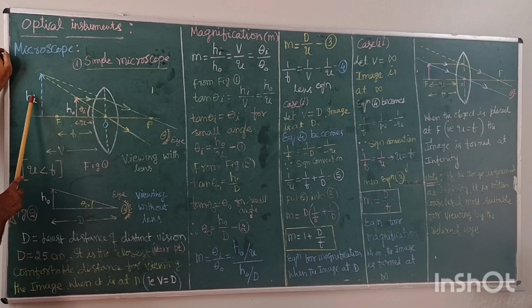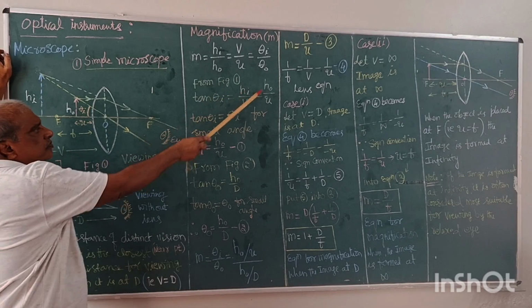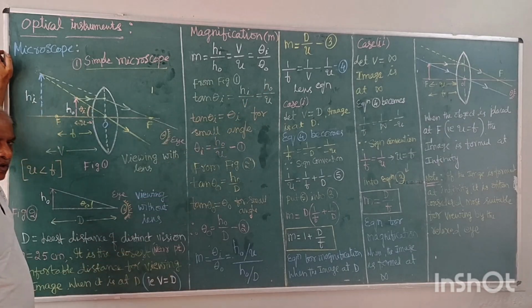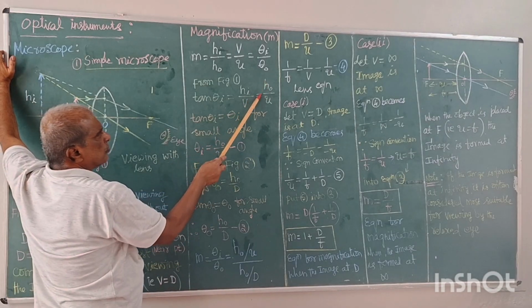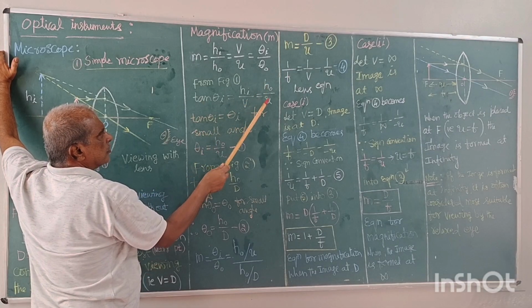That is one possible: Hi by V. What is V? The distance of the image from the lens. U is the distance of the object from the lens. So Hi by V, opposite by adjacent. That is one possibility. And one more possibility, because the same angle is in this triangle: H0 by U, opposite by adjacent. You can use either this or this. Usually we go for this because these two are measurable quantities. Tan theta I equals H0 by U.